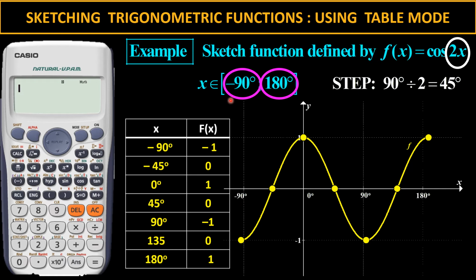Here's the table, and then once we plot the points, we can see that negative 90 goes with negative 1, negative 45 goes with 0, 0 goes with 1. They just have to plot the points, and you can see here I've got steps of 45, 45 and another 45, 45, 45, 45 there. And that is how I can draw cos of 2x.